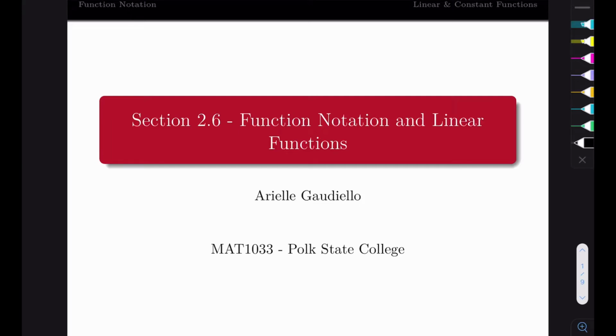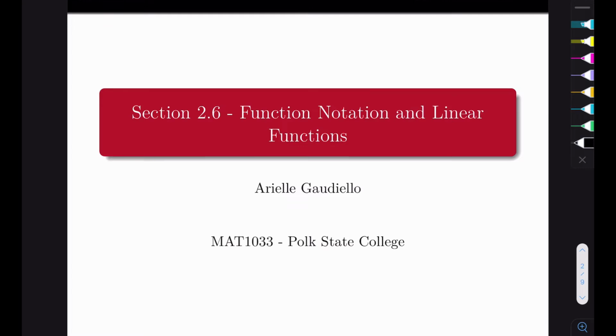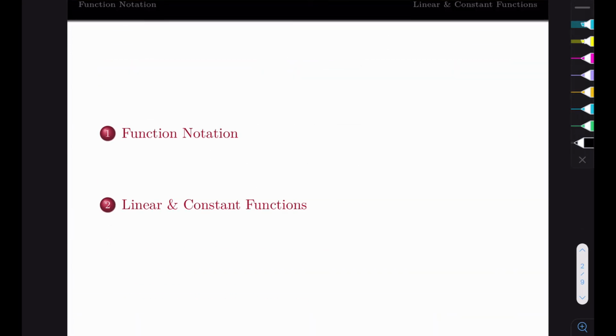Now that we've got a little bit of a feel for what a function is, we want to talk about how I actually indicate that something is a function in a more recognizable way. Then we're going to continue back with our lines and talk about linear functions. We'll first go through this function notation, and then we'll go through the linear function and also the constant function, which is just a horizontal line.